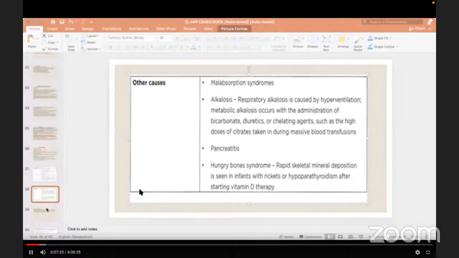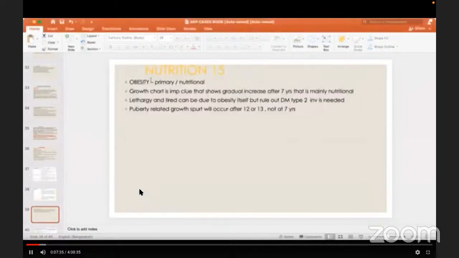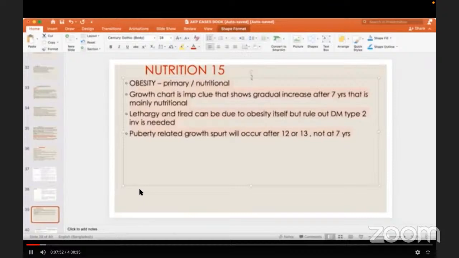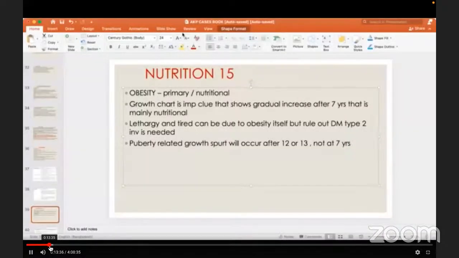Okay, let us move to the next case. The next case is nutrition, chapter number 15. Open your book, chapter number 15. Give me just 2 minutes, okay? I have something to give for the growth chart. You can listen to that. It will be helpful for you.